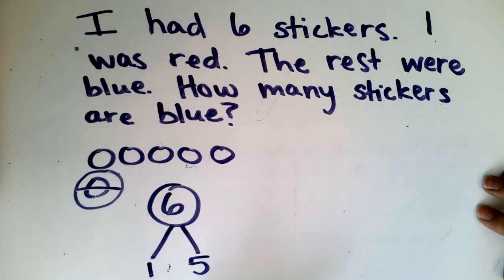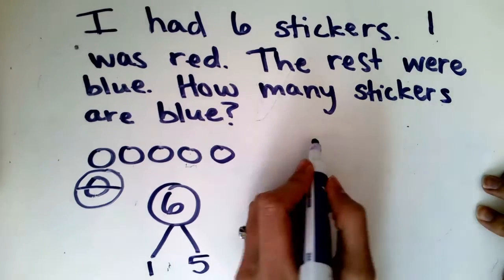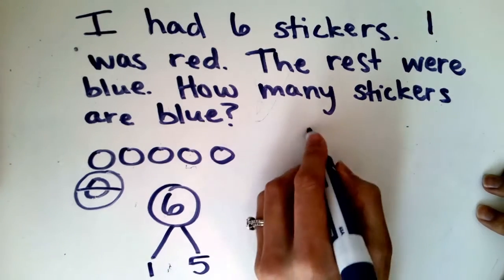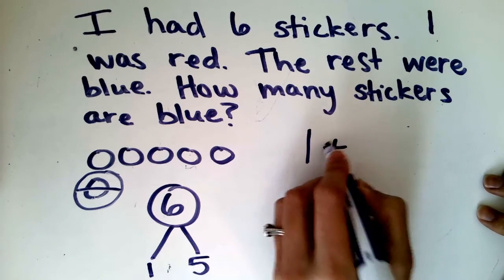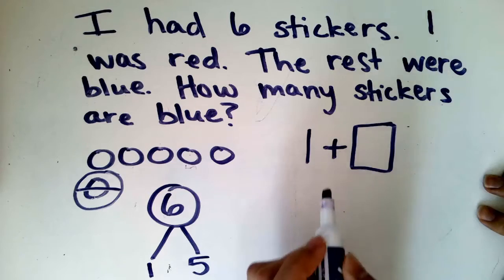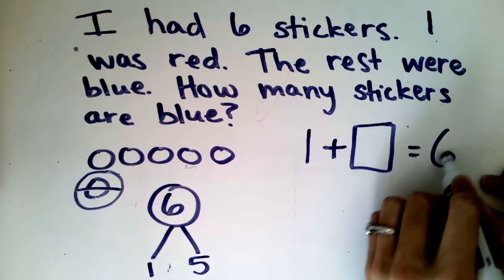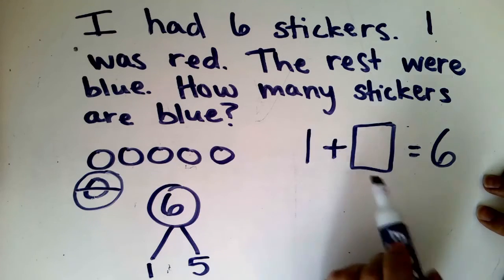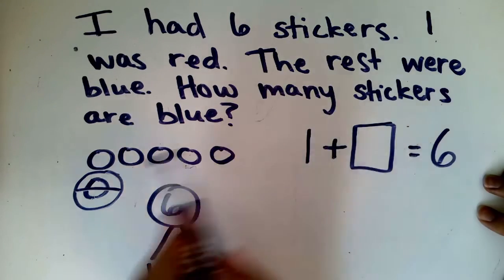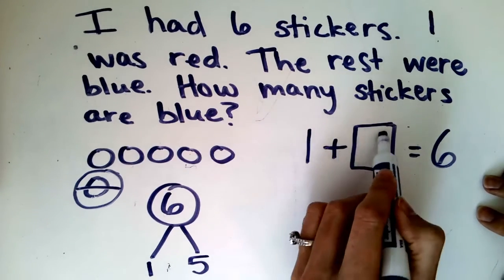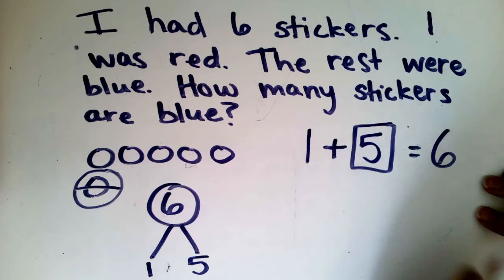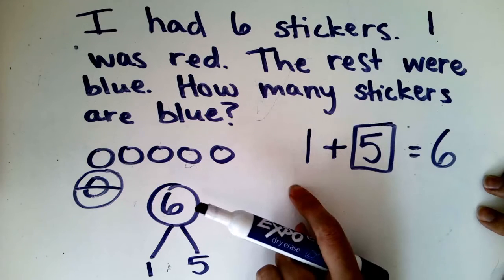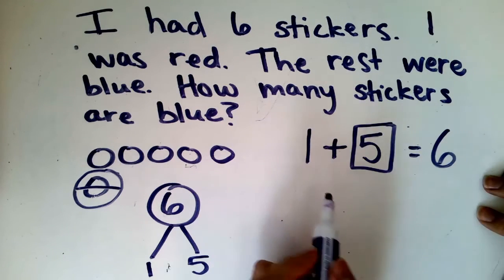Let's start with adding. Adding is where we take 2 parts. So we knew that 1 sticker was red plus some more that were blue, would give us 6 stickers altogether. Okay? We found that this other part, 1 and 5, make 6. Is that true? Does 5 and 1 more give us 6? 5, 6. Yep.